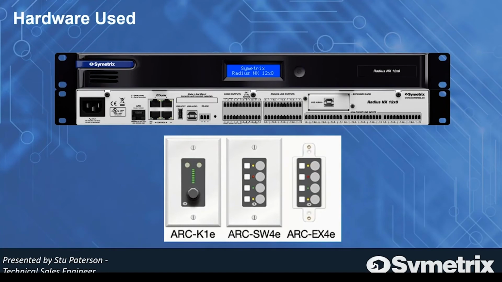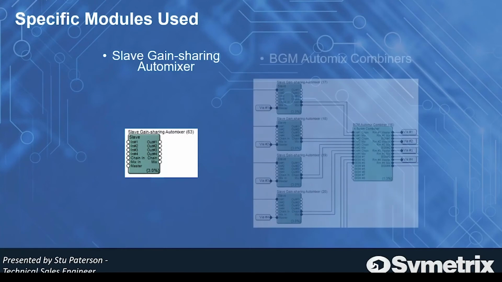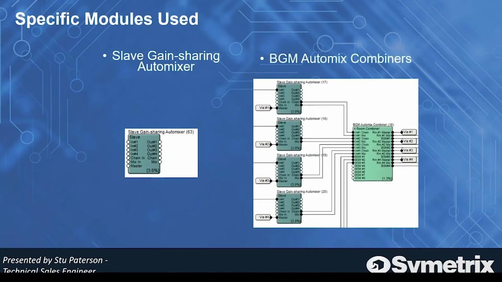our ARC series. How we're going to do this is we're going to utilize the slave gain sharing auto mixer for each room. All this module simply does is take the inputs of each room, mix them together automatically to a certain level, and then outputs to the main. And that will be sent to our BGM auto mix combiner.